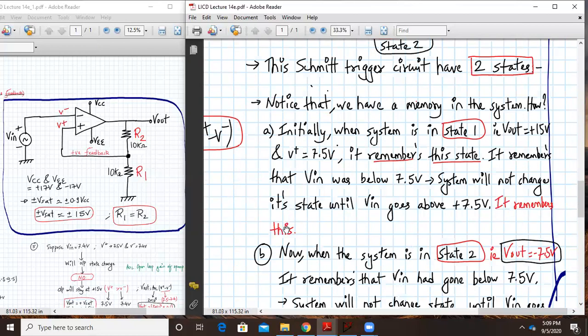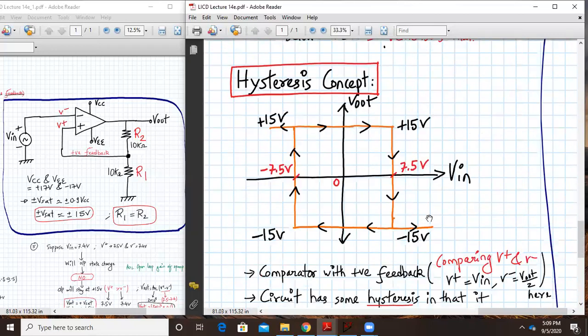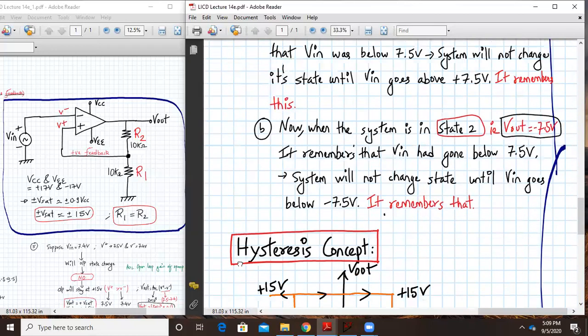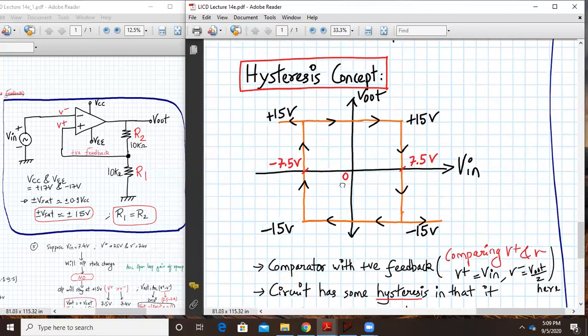How? Initially, when the system is in state 1, V out was plus 15 and V plus was 7.5. It remembers this state. It remembers the fact that V in had gone below 7.5, and the system will not change the state until V in goes above 7.5. So it remembers this fact. That's why we say it has a memory.